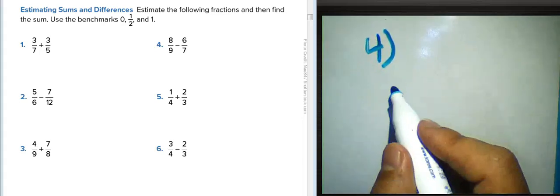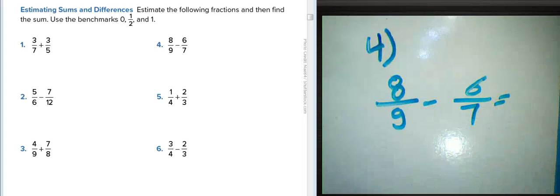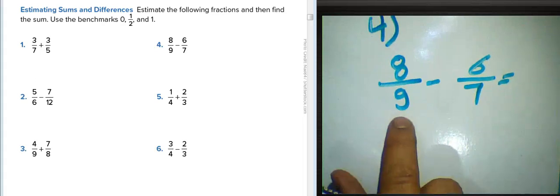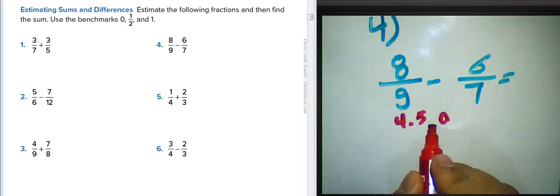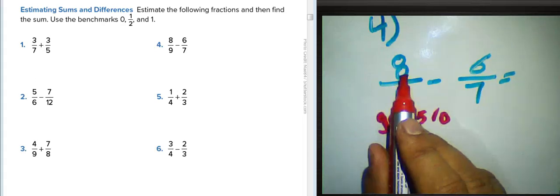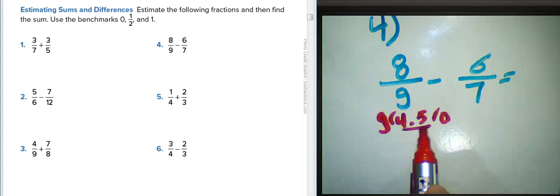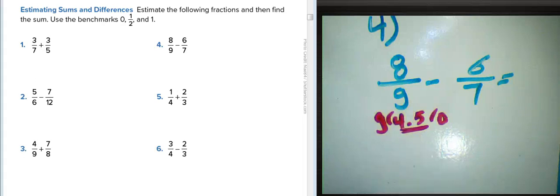Look with me at question number 4: 8 over 9 subtract 6 over 7. We must estimate the following fractions and then find the difference using benchmarks 0, half, and 1. First, we find half of 9. It will be 4.5. Write 0 here, then write 9 here. Half of 9 equals 4.5.